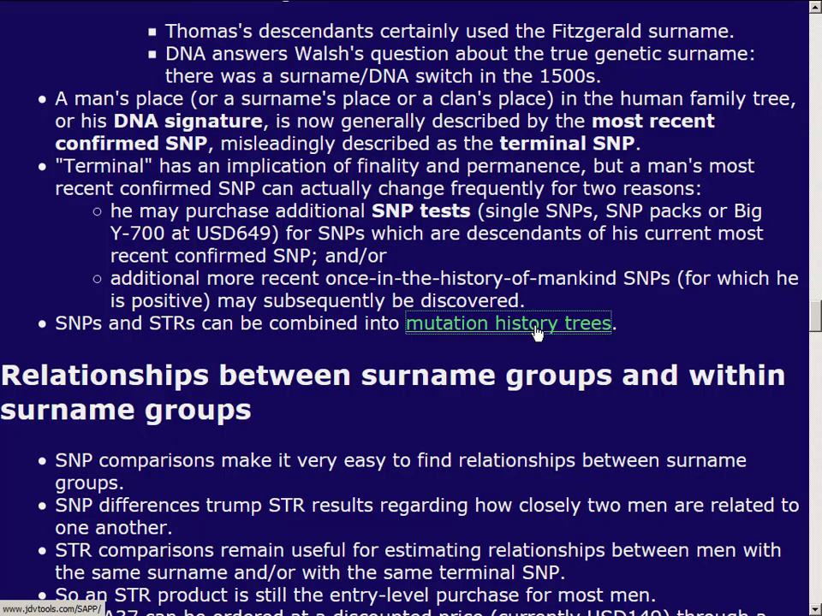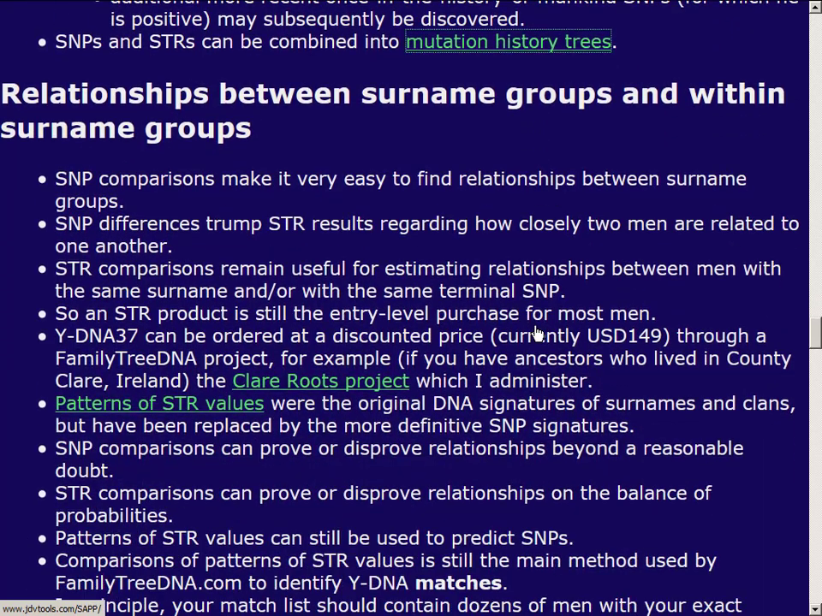For the Dalcassians, there's a man called Robert Casey in the southern states in America who has developed great software, including SAP, to build a mutation history of all the Dalcassians, of whom he now has several hundred. And it's a fascinating tree. I'm not going to show you the actual tree.